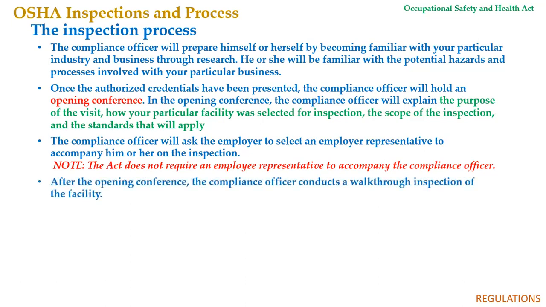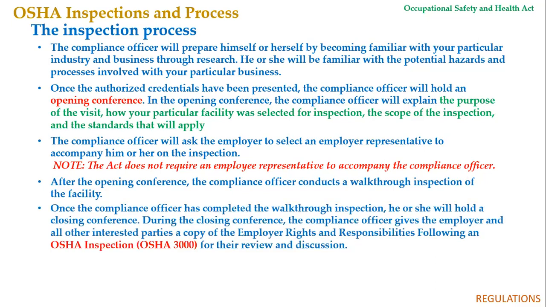After the opening conference, the compliance officer conducts a walkthrough inspection of the facility. Once the compliance officer has completed the walkthrough inspection, he or she will hold a closing conference. During the closing conference, the compliance officer gives the employer and all other interested parties a copy of the employer's rights and responsibilities following an OSHA inspection, that is OSHA 3000, for the review and discussion.